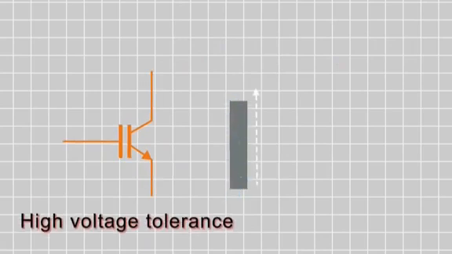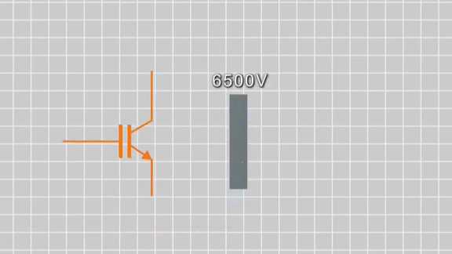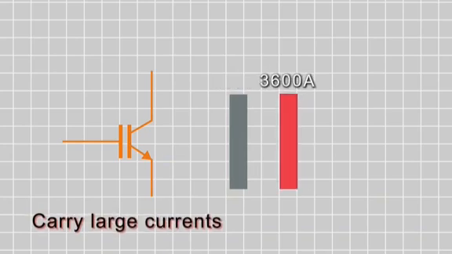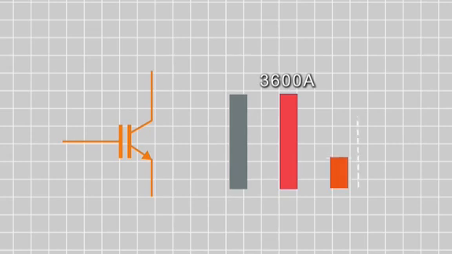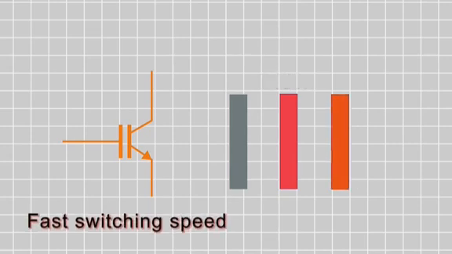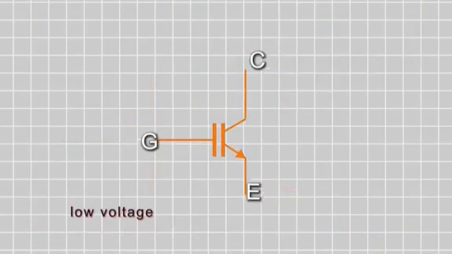The biggest advantage of IGBT is its high voltage tolerance, which can reach over 6,500 volts, and it can carry large currents up to 3,600 amperes. Ordinary transistors can only handle a few amperes. Not only does it have high power, but the switching speed of IGBT is also impressive, reaching tens of thousands of times per second. In fact, the usage of IGBT is quite simple.